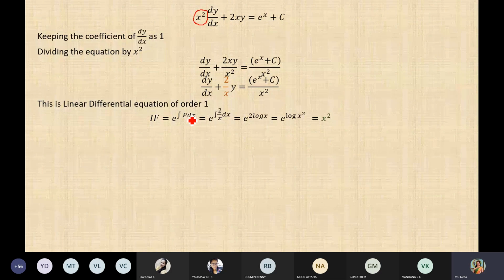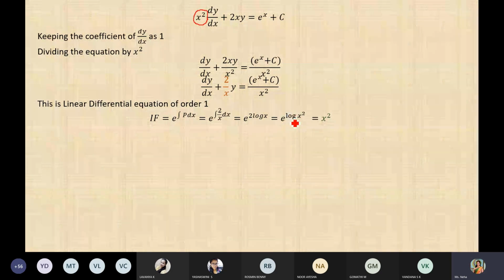What is my p? So always remember for p and all, don't go to your initial steps. Just look at the previous step. So the coefficient of y will act as p here. So e to the power integral p dx. My p is 2 by x. So 1 by x dx integration is log x. The 2 in the coefficient will go to the power. So e to the power log x square. E to the power log usually cancel each other. So my integrating factor is x square.